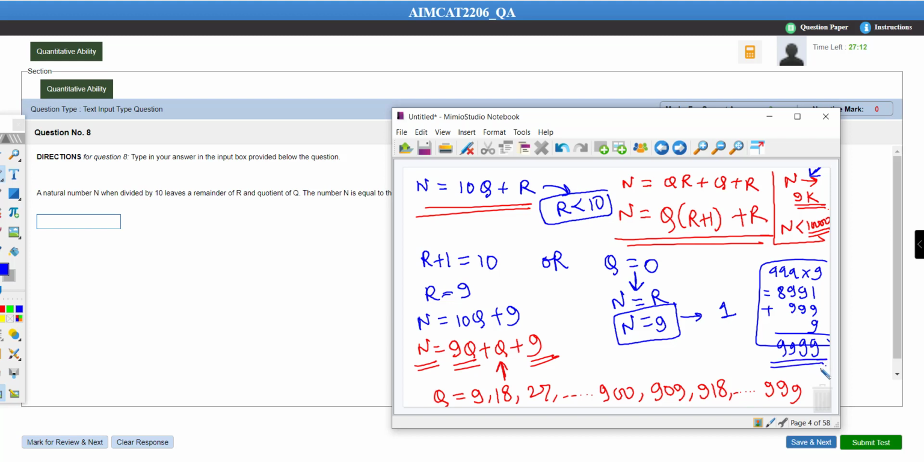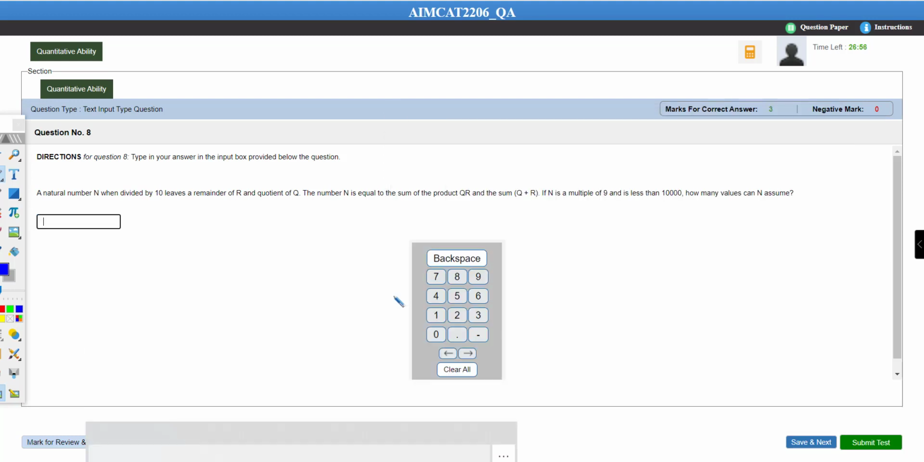So the largest value q can take is 999. Okay, so how many values can q take? 9, 18, 27 till 999 means 111, plus 1, that is 112 different values n can take. Okay, so 112 is the answer here.